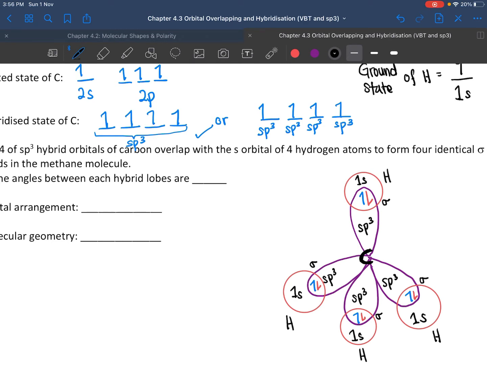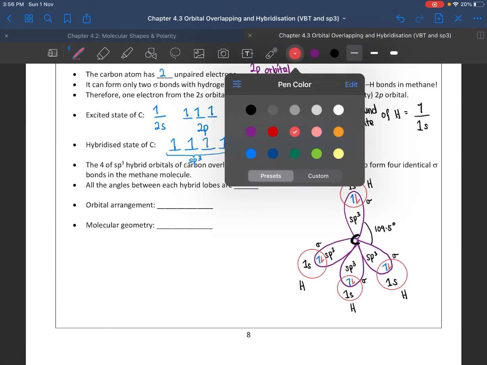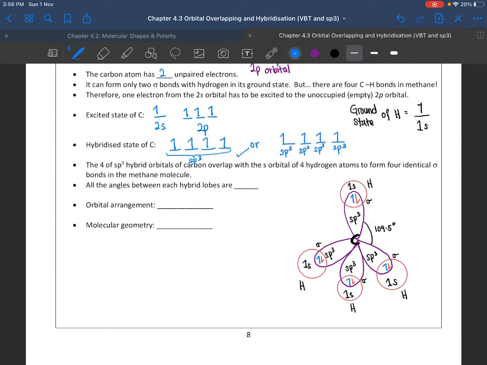Okay, so next, what you need to label adalah bond angle. Kena label bond angle. Okay, since the shape for sp3 hybridized adalah tetrahedral, that means the bond angle is the same as tetrahedral punya bond angle, which is 109.5 degree. Okay, so lepas tu barulah kita isi tempat kosong dekat sini. Okay, so all the angle between each hybrid lobes are 109.5.